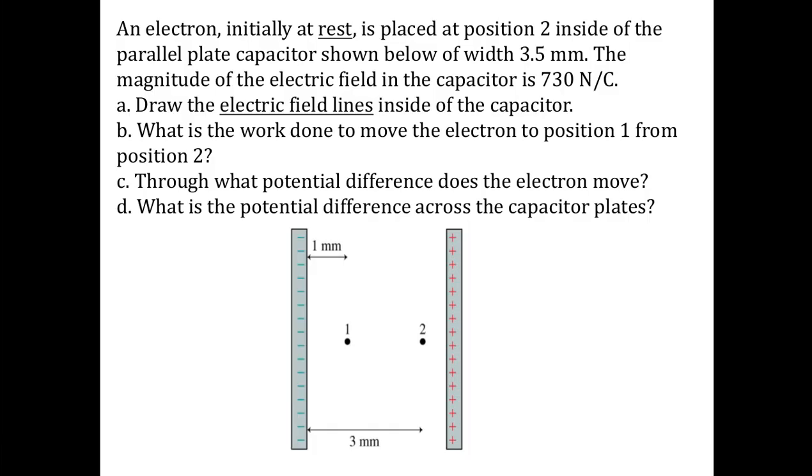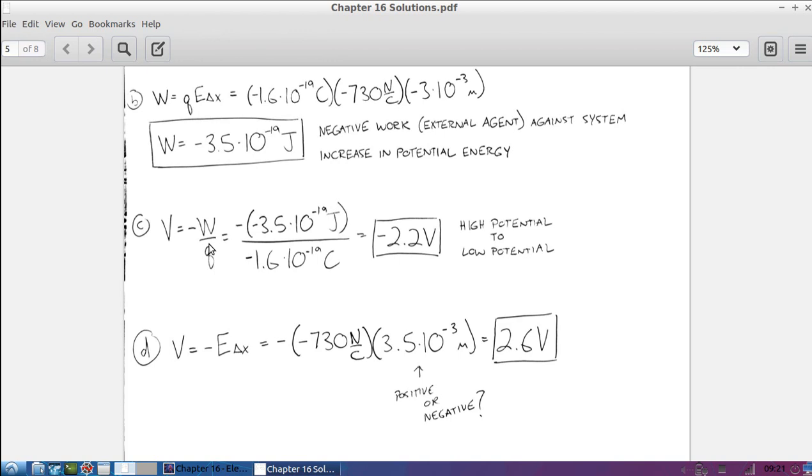So part D asks, what is the potential difference across the capacitor plates? Again, this is independent of the charge's displacement. This is just referencing the voltage or the potential difference between two positions. Now instead of using this expression, I'm going to use the magnitude of the electric field times the distance between the two plates. So I'm using 3.5 times 10 to the negative 3 meters for delta x. Not the displacement of the particle, but the actual distance between the two plates. So I use negative E delta x.